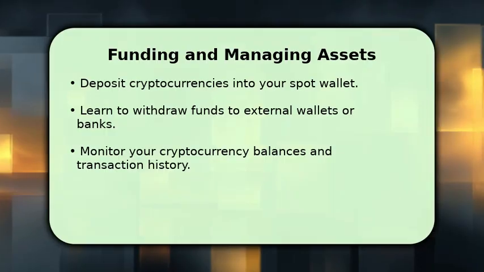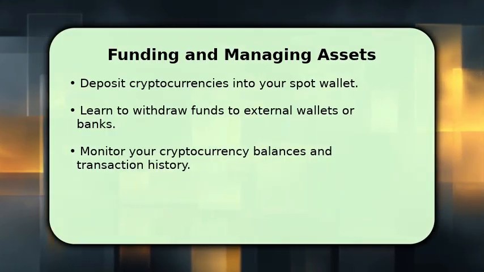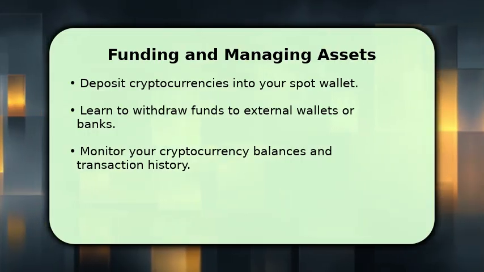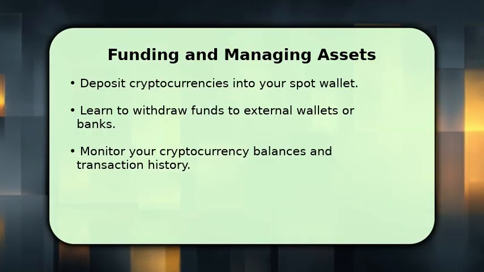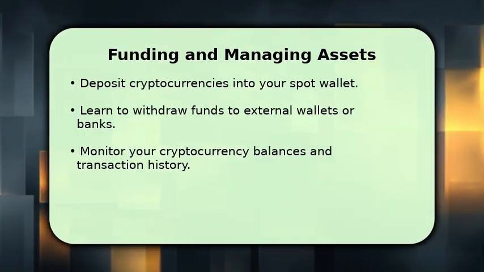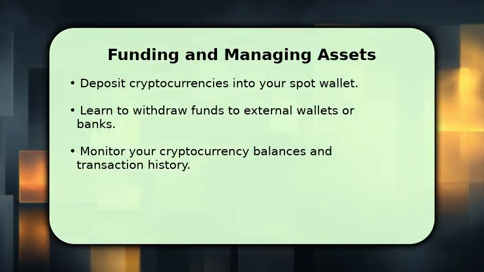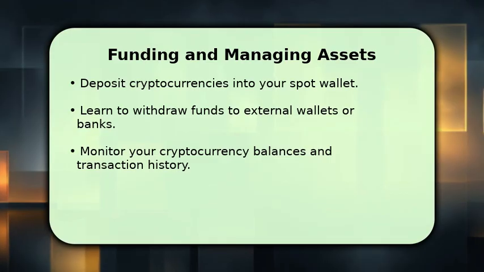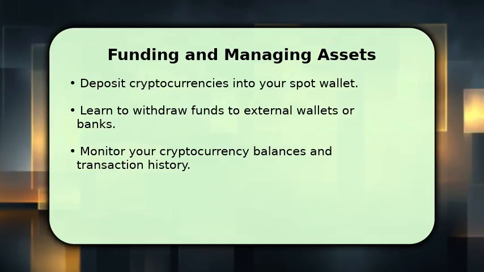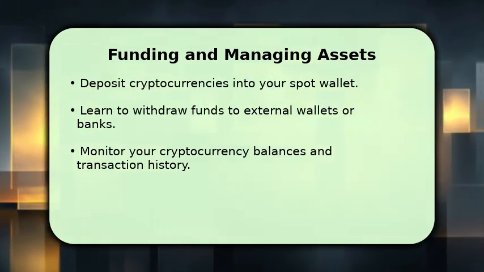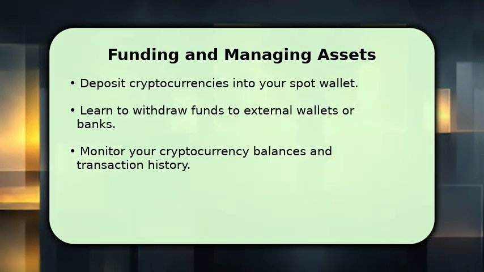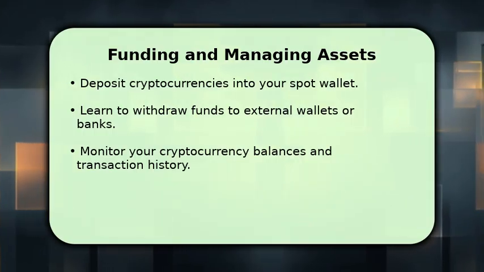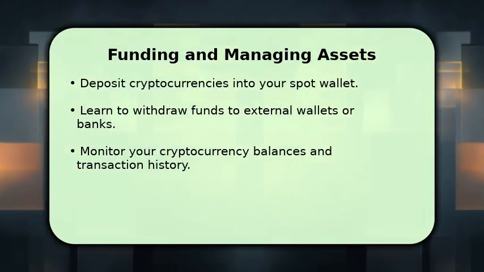Once your account is secure, you can fund your wallet. To deposit crypto, navigate to the deposit section, select your desired coin, and copy the unique wallet address. Always double-check the network. For withdrawals, choose the asset, enter the recipient's address, and specify the amount. You can easily view your current balances and transaction history in your Spot wallet. Binance offers various wallet types, like Spot and Funding, each serving a specific purpose for managing your digital assets.